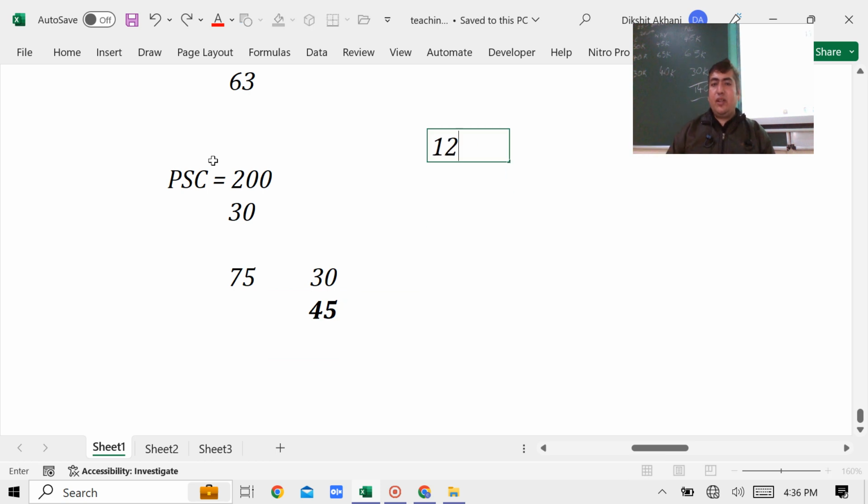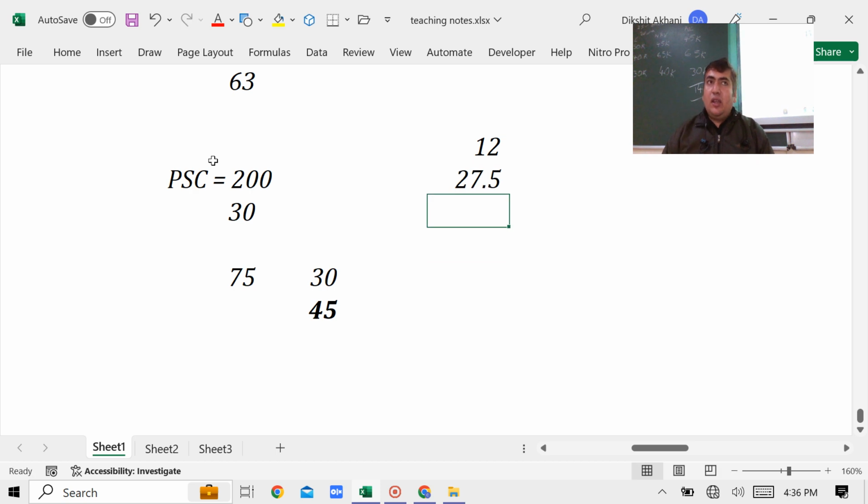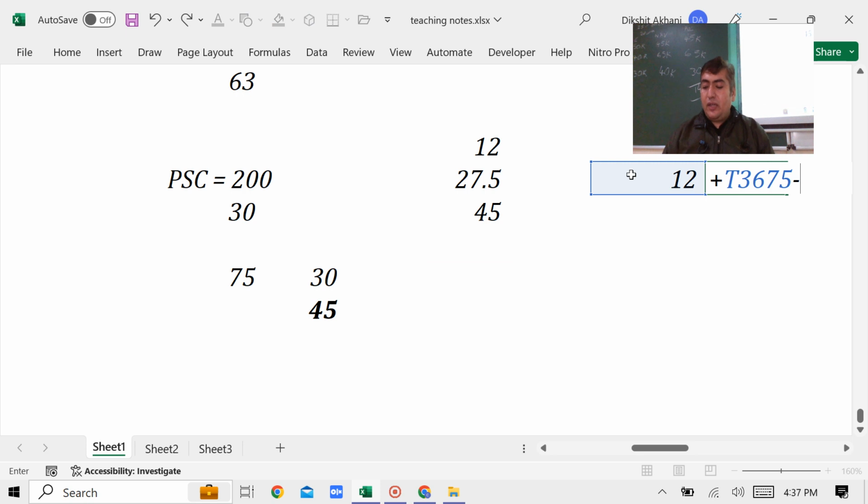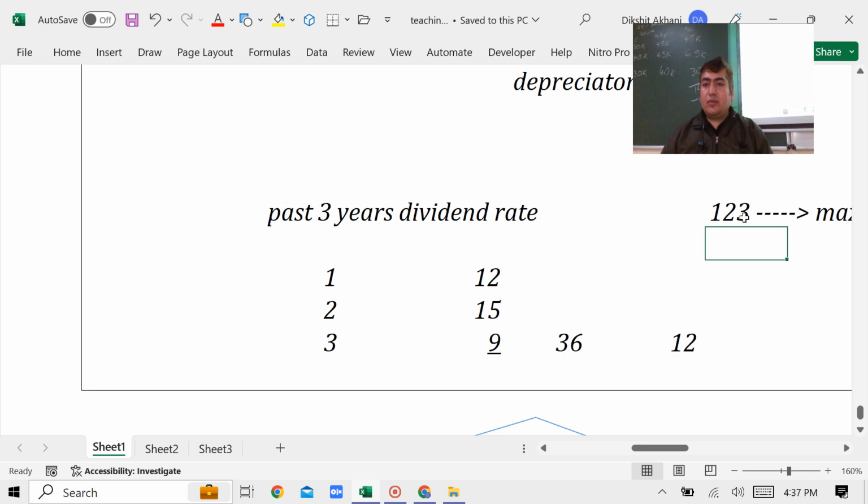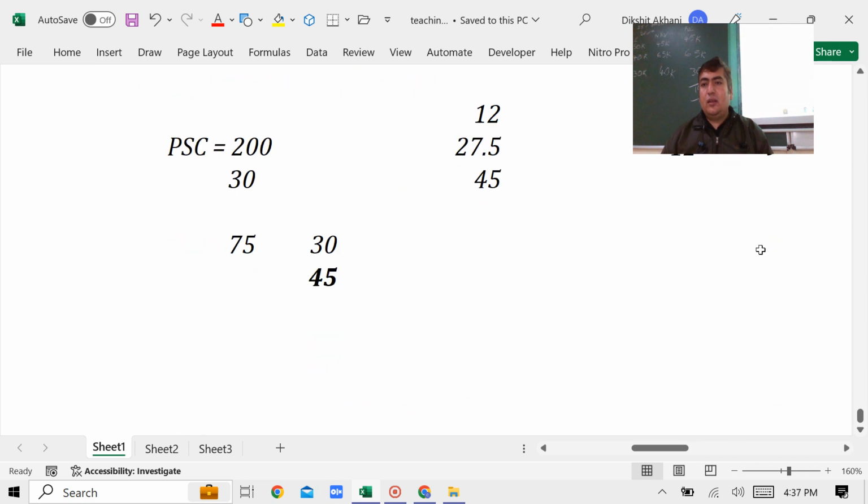So you have three options. According to the first calculation it is coming to 12, according to the second condition it is coming to 27.5, and according to the third condition it is coming to 45. Whichever is less, that you have to utilize first, that is 12. Out of this 12, first of all you have to adjust the 3 minus 1, so it is coming to 8.